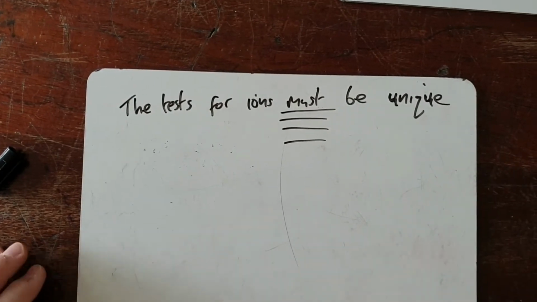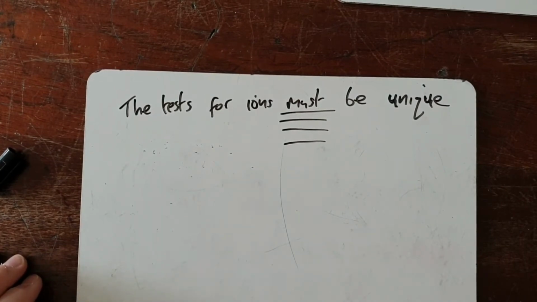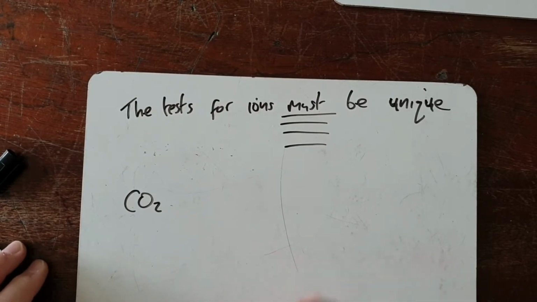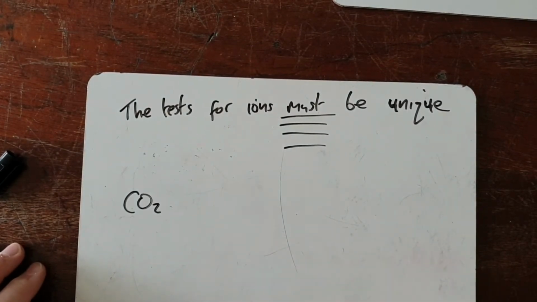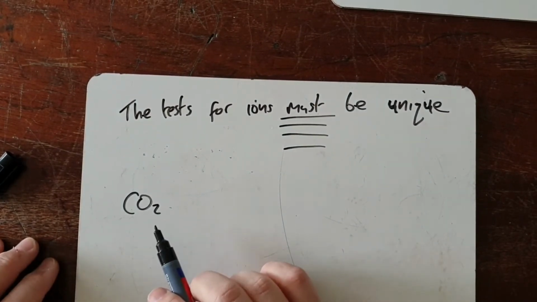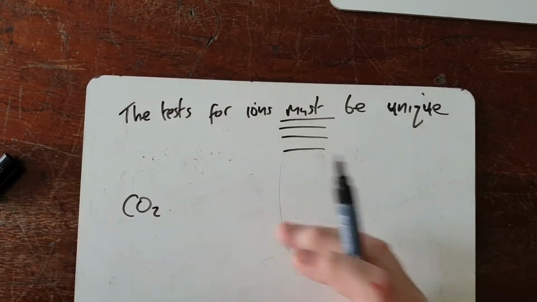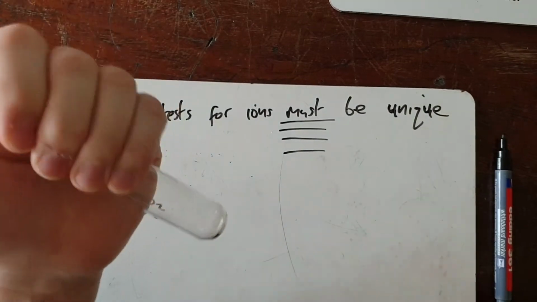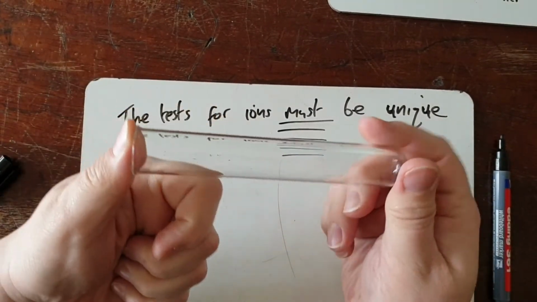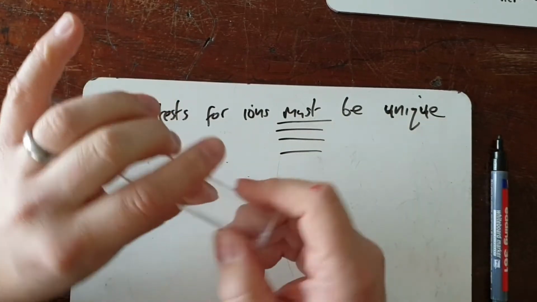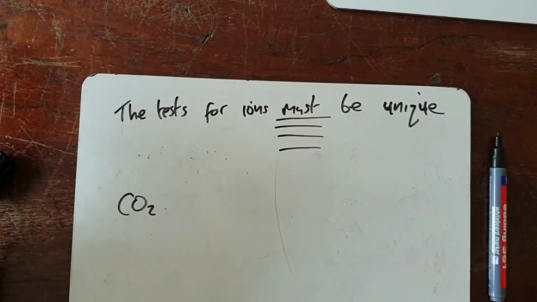If we go back to a test we already know, you should know that the test for carbon dioxide is you bubble it through lime water and it goes cloudy or milky. A common mistake on the exam is you get a test tube of your mystery gas, and they say put a lit splint into the test tube, and if it goes out, it's carbon dioxide.